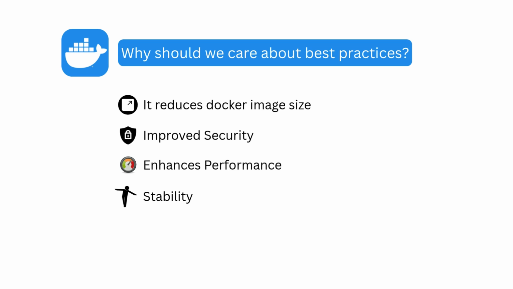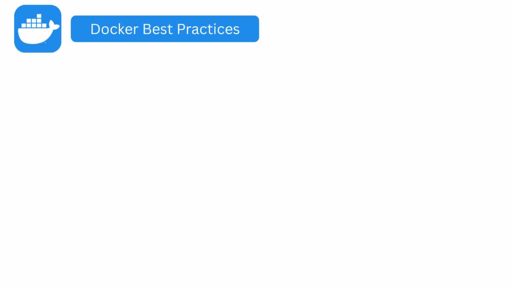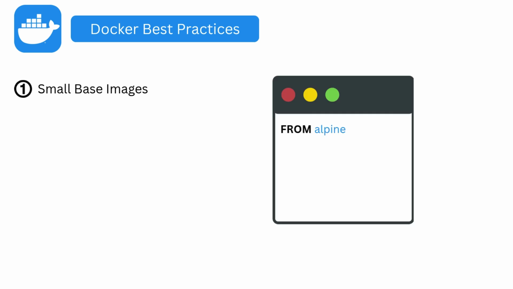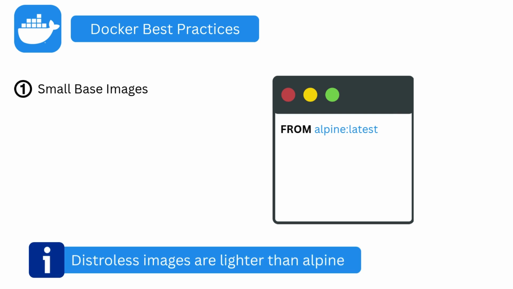Now let's get started with best practices. Number 1. Use small base images. The base images we use must be lightweight. For example, alpine, which is about 5 megabytes. Even there are distroless images where it goes further, which will not even have package managers, shell, curl commands, and so forth. Smaller base images result in smaller Docker image sizes.